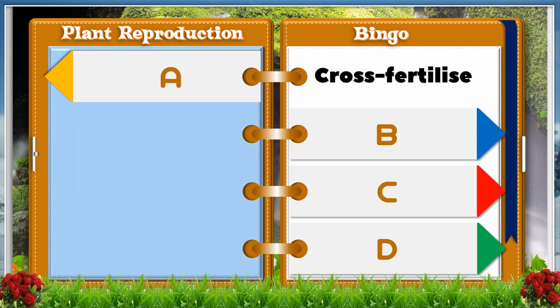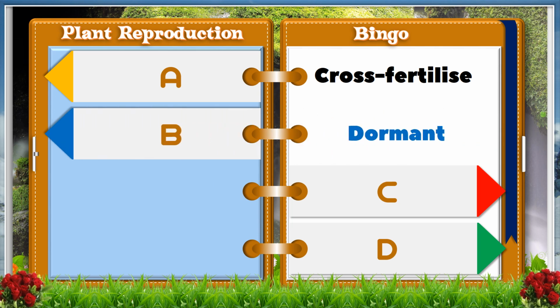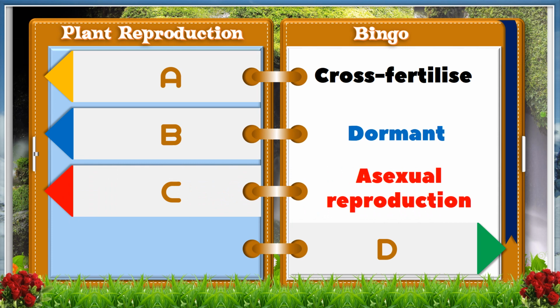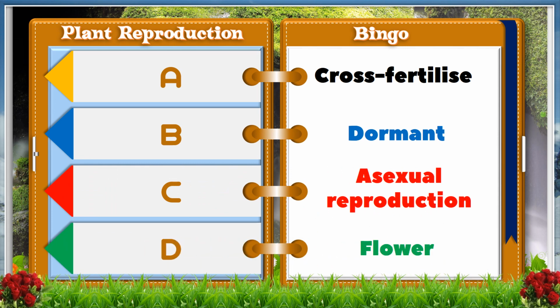A. Cross-fertilization. B. Dormant. C. Asexual reproduction. D. Flower. And the answer is C. Asexual reproduction.